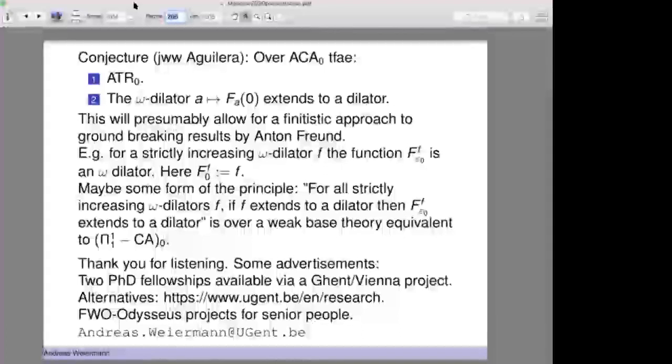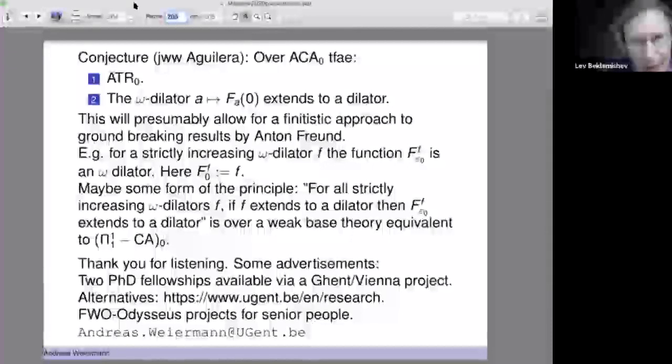And this principle by Anton is a new one. There are some principles of Girard which somehow indicate in that direction, but this is now really, in my opinion, a groundbreaking result, which is quite surprising, that with these dilators you can characterize a complicated principle like pi-1 comprehension. Okay, yes, that's the result he talked about in Barcelona, I guess, maybe somewhere else.